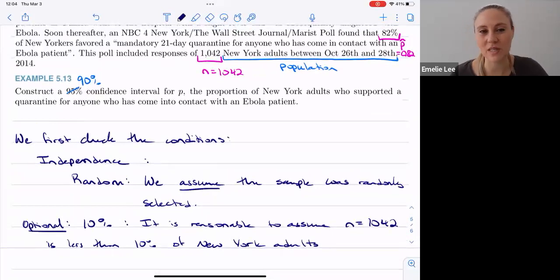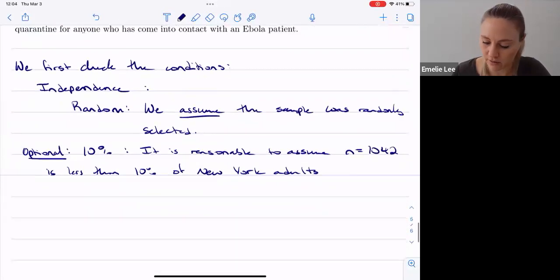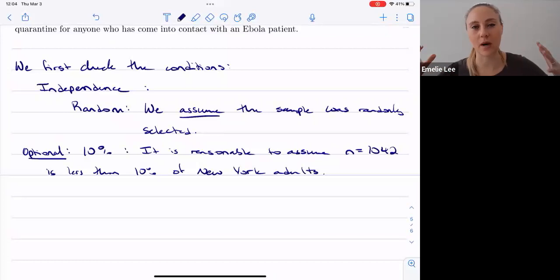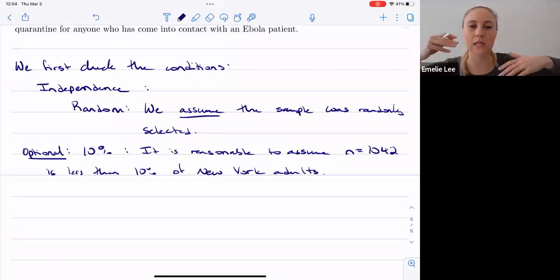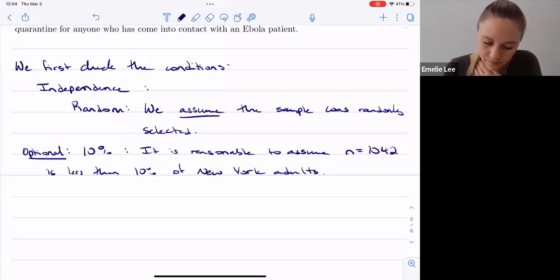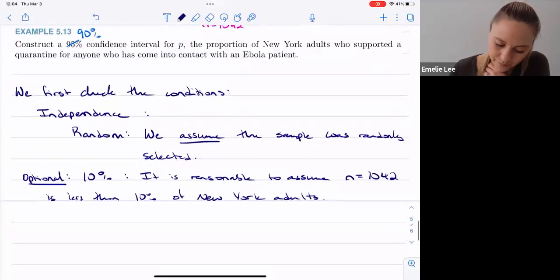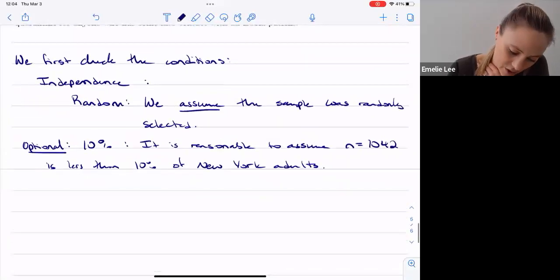Between October 26th and 28th, but I'm just going to leave it there. Because I'm also going to assume that that population, although it's constantly changing, is roughly the same and it will always be less than 10%. So that's the independence condition.